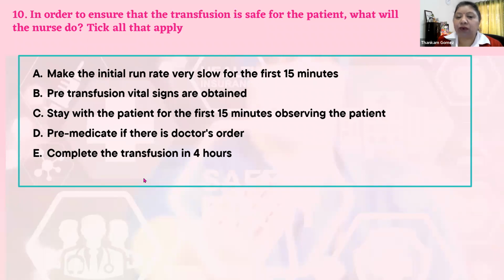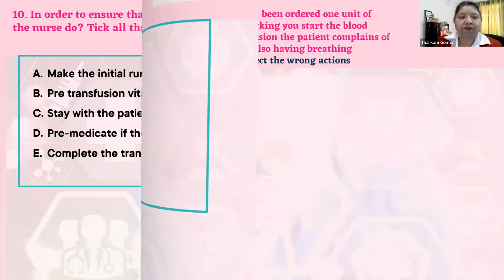This is very, very important: you run the blood slow and watch whether the patient is having any adverse reactions. Before that, vital signs are all obtained. Pre-medicate if there is an order. And after that, ensure that the transfusion is completed in 4 hours. Whatever the doctor has written, it doesn't matter. It should not be hung for more than 4 hours. These are some basic things that you follow for your entire life whenever you are handling blood.